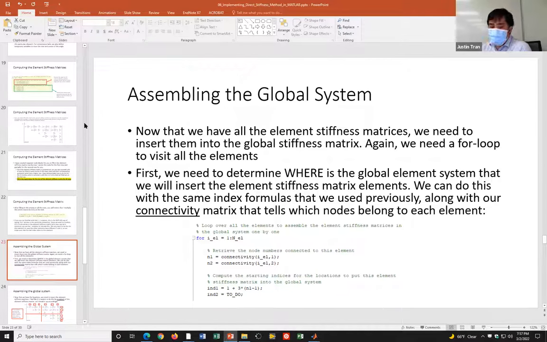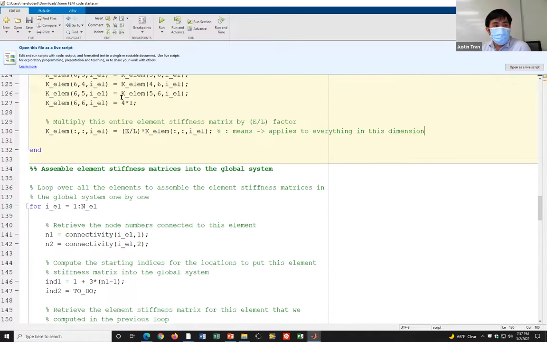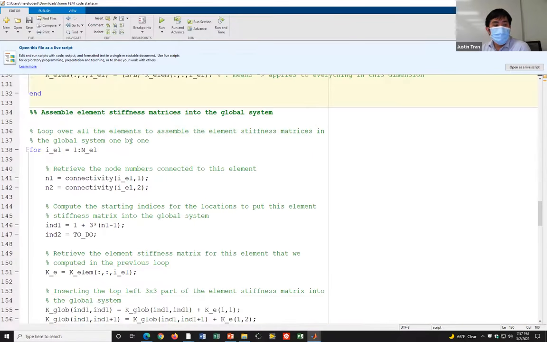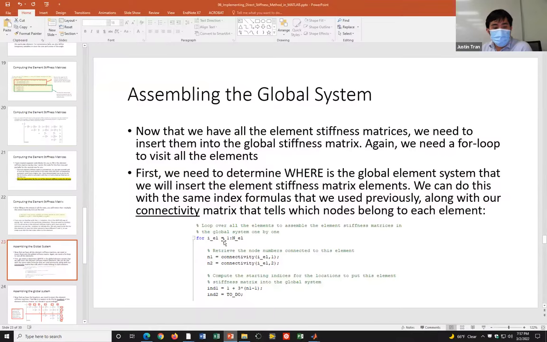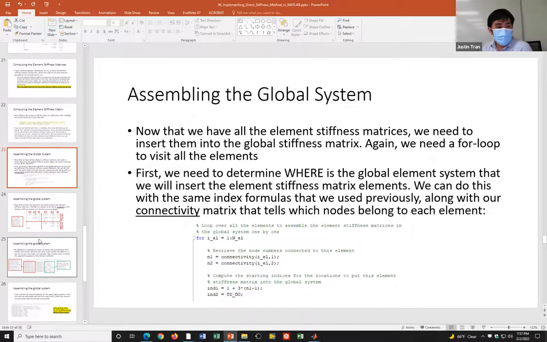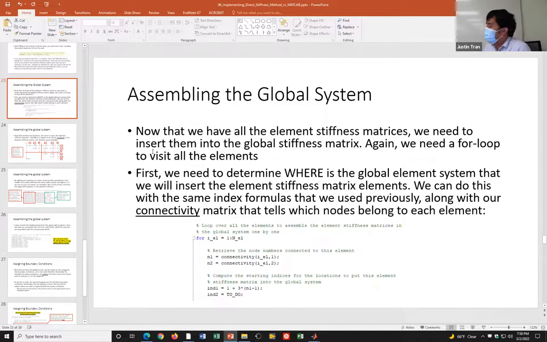Okay. And so at this point in the code, assuming that you've filled in all the entries here, all of the element stiffness matrices will have been computed. The next step is to stick all these element stiffness matrices into the correct places in the global system. We call this step assembly. We do this step by step, first of all element by element. We start with the first element and insert it into the appropriate locations. But a big part of this is determining what the proper locations are to insert these elements.